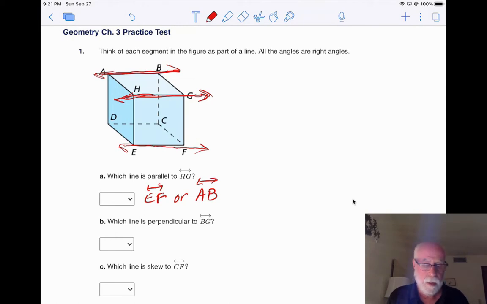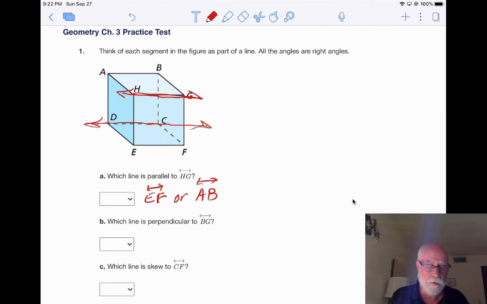Then technically, if we thought about it, we could see also that this one here, all right, and this one here, DC, would actually be parallel to it also. It's just on the back of the box instead of the front. I would tell you the first two are probably the easiest ones to use, so use one of those two, all right? And again, remember to capitalize them.